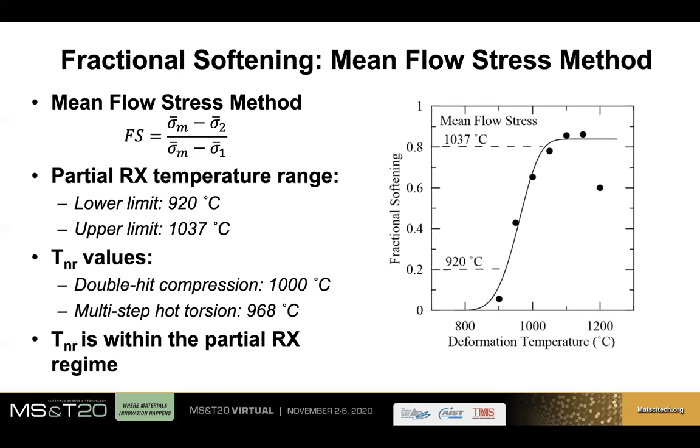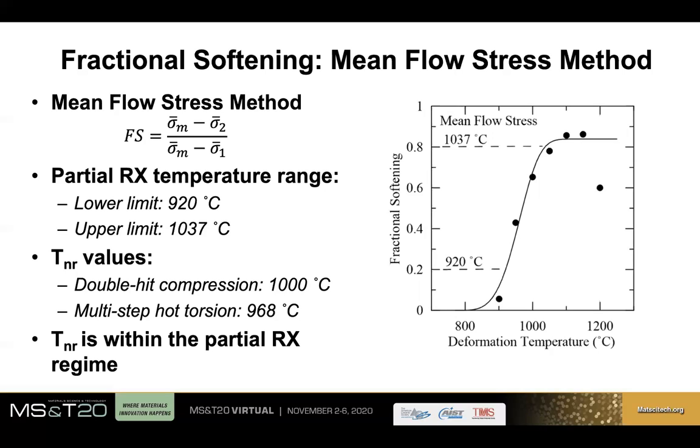Now let's see how the mean flow stress method compares. From the mean flow stress method, we have our equation here to calculate fractional softening. This method is based on the areas under the 2 stress strain curves. So sigma 1 and sigma 2 in this case are the areas under the first and second stress strain curves. Sigma m is again based on an extrapolation of the first stress strain curve to create a hypothetical stress strain curve corresponding to the condition of zero softening. Sigma m then is the area under that hypothetical second stress strain curve corresponding to zero softening.